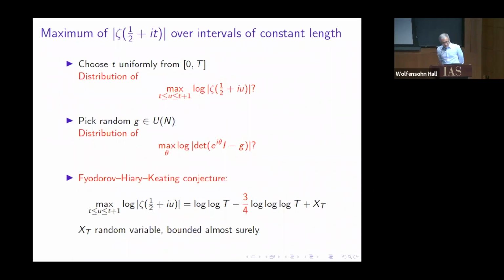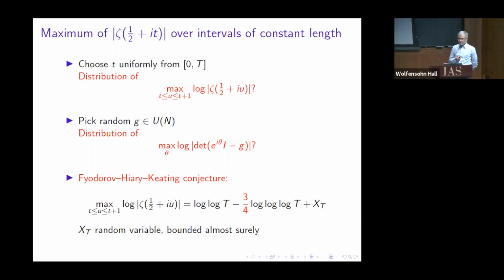So this is a problem from about 10 years back, started by Fyodorov, Hiary, and Keating, where they want to study the maximum of the zeta function in intervals of length 1 as you vary the interval on the critical line. This may look like a strange problem to study, except that in random matrix theory it's a much more natural problem. You pick a random matrix, and then you look at its characteristic polynomial, and you can ask, what is the maximum of the characteristic polynomial on the unit circle?